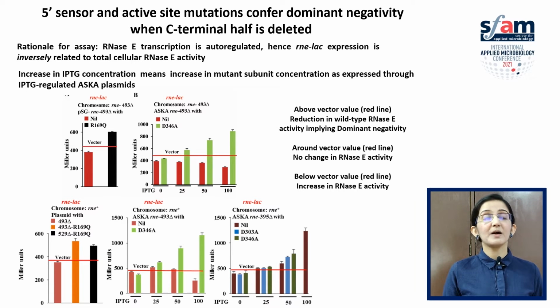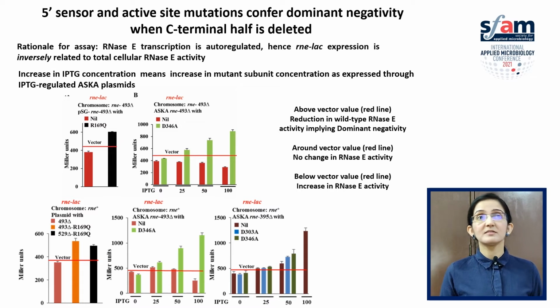This was demonstrated by the RNA lag assay in both chromosomal 493 delta and RNA plus, carrying the indicated RNase variants. The red line in these figures represents the RNA lag value of the RNA strain with vector, and as RNA lag expression is inversely related to RNase activity, any bar higher than the red line means lesser activity than the wild type, indicative of dominant negativity. An expected outcome of oligomerization of RNase with lethal mutations.